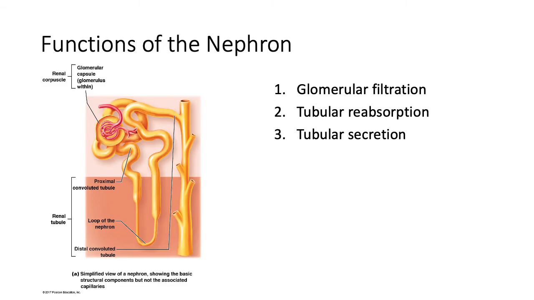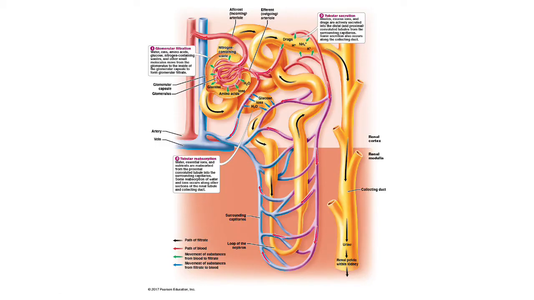So the nephron actually has three major functions in terms of removing waste from our blood, and we'll look at those three in a little more detail on the next slides. But those functions are glomerular filtration, tubular reabsorption, and tubular secretion. And I want to highlight that this figure from your textbook does a really great job at showing all three functions. And we're going to basically go through this figure in a little more detail to talk about those three functions: glomerular filtration, tubular reabsorption, and tubular secretion.